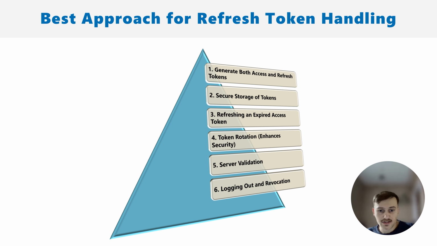And now let's talk about logging out and revocation. Ensure the user can log out entirely: invalidate the refresh token and remove it from the database. If using token rotation, invalidate the most recent refresh token. Avoid storing tokens, such as access or refresh tokens, indefinitely in persistent storage.